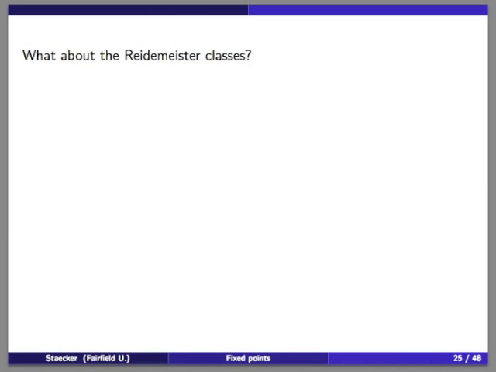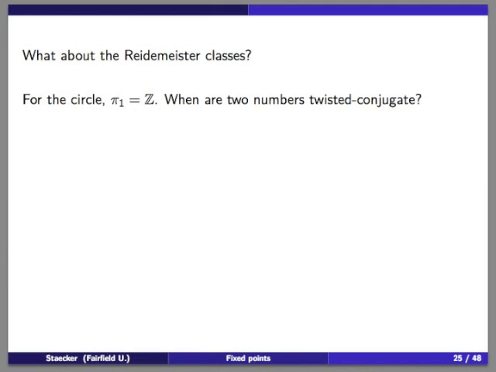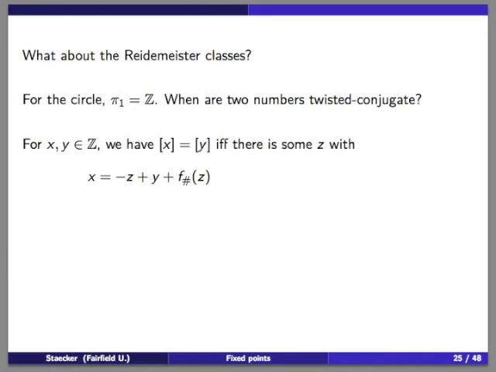If we want to know the Nielsen number, you have to know how many fixed point classes there are. In the circle, the fundamental group is the integers. So when are two integers twisted conjugate? You've got to solve the twisted conjugacy problem in the integers. It's not hard, though. The definition of twisted conjugacy means there's some z. I'm writing the group operation as addition here because the integers are abelian. This is the twisted conjugacy relation.